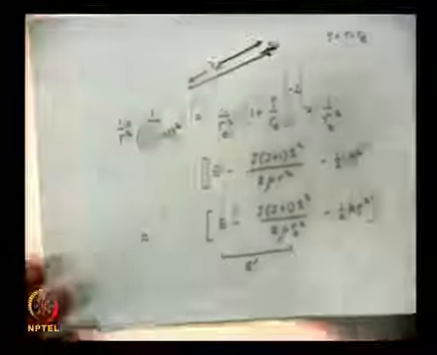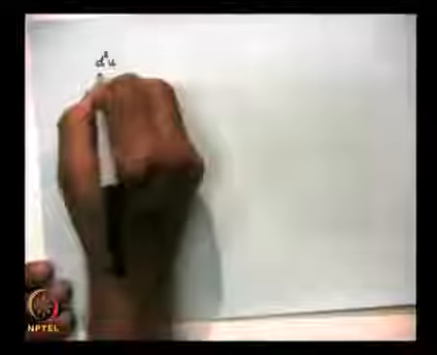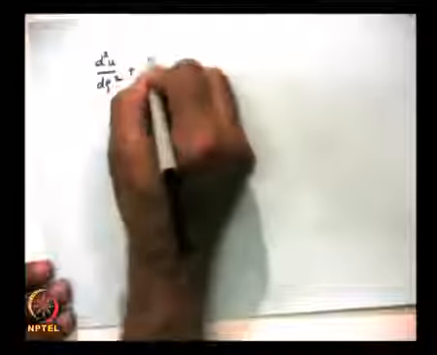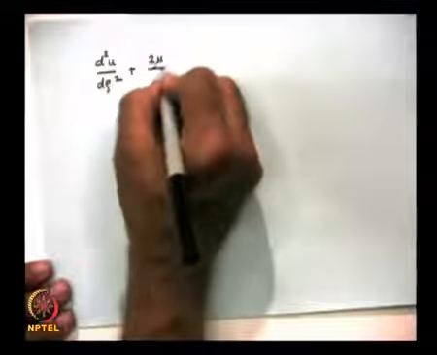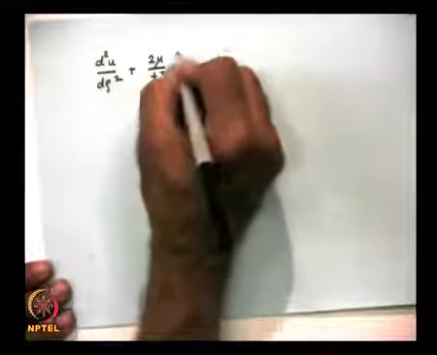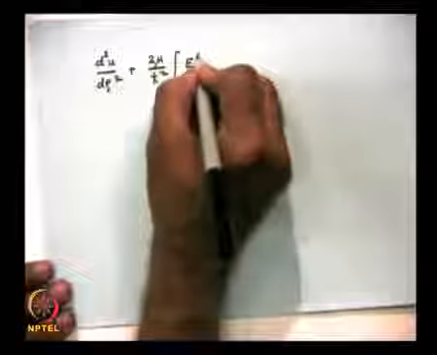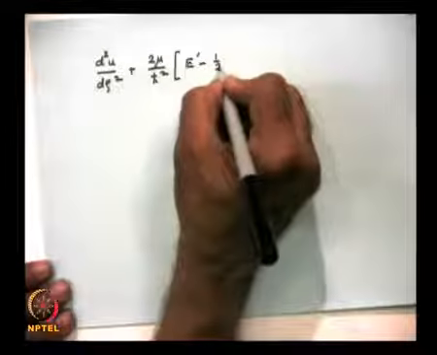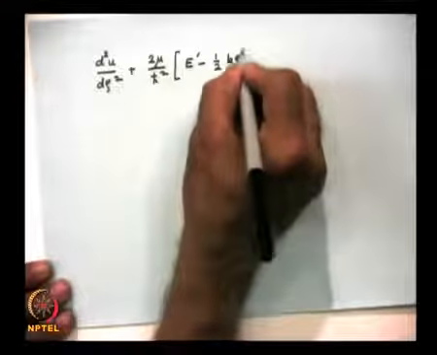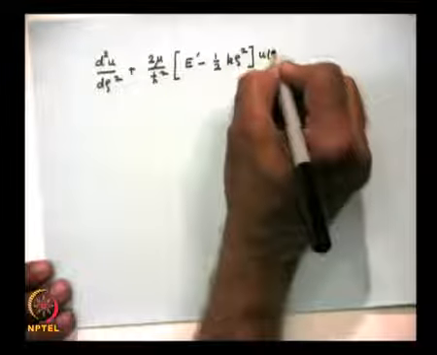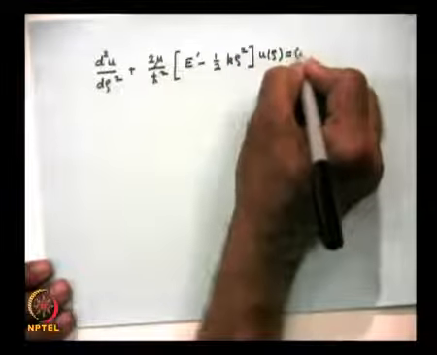So, the radial part of the Schrodinger equation becomes d2u by d rho square plus 2 mu by h cross square times E prime minus half k rho square, times u of rho, is equal to 0.